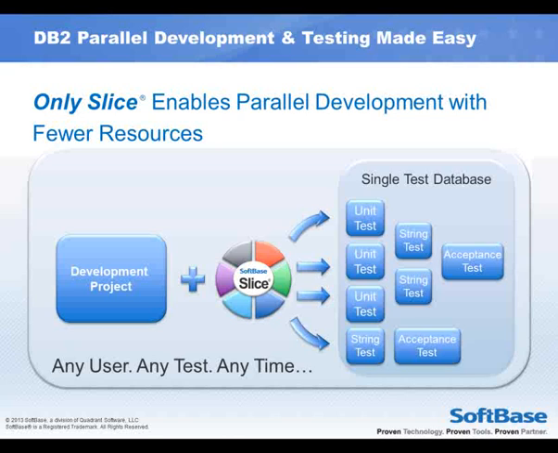Only Slice enables parallel development with fewer resources: fewer CICS regions, fewer DB2 subsystems, fewer sets of tables, fewer plans, fewer collections, fewer packages in your catalog gumming up the works just because the table creator is different. Parallel development with fewer resources using Slice, any tester can test anything at any time and not have to worry about who else is in the test environment.